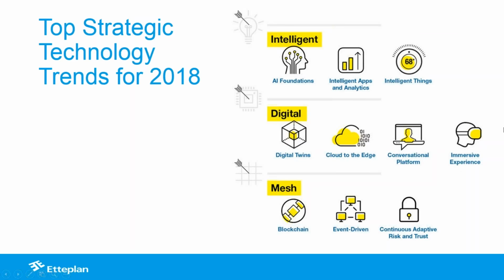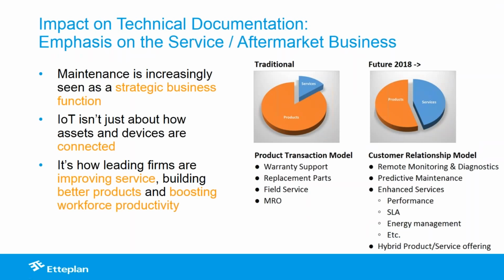So that being said, the next part is to talk a little bit about the impact of that on technical documentation. And with that, I would like to emphasize the service and aftermarket business. Why? Because the service business, or aftermarket, or maintenance business, however you want to call it, is increasingly seen as a strategic business function.